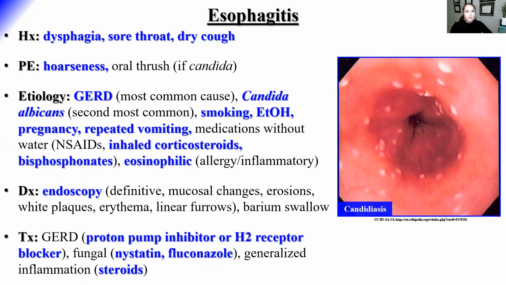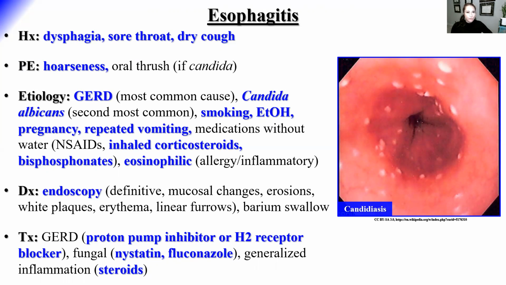GERD or reflux is going to be the most common cause of esophagitis. So you have this bathing of acid of the throat, which is irritating. Candida albicans, if they use inhaled corticosteroids, for example, if they have asthma, that can cause irritation in the throat. Smoking, alcohol, you're going to see that this is a common risk factor for most of the GI disorders. Pregnancy, because you have an increase in abdominal pressure and that pushes the acid up into the esophagus. Also, you have vomiting in pregnancy. Other diseases that have repeated vomiting, like alcoholics or purging eating disorders.